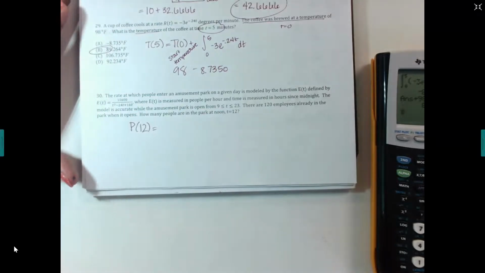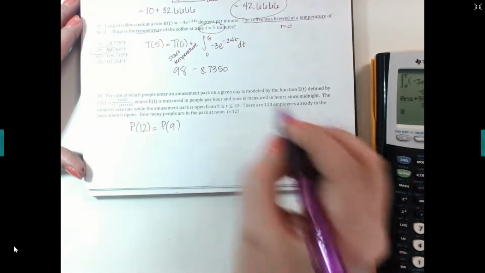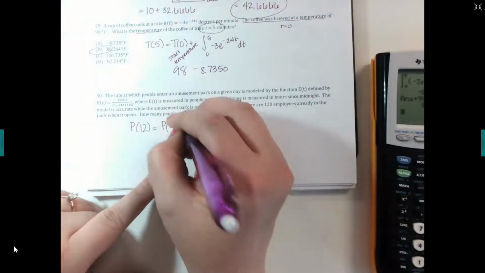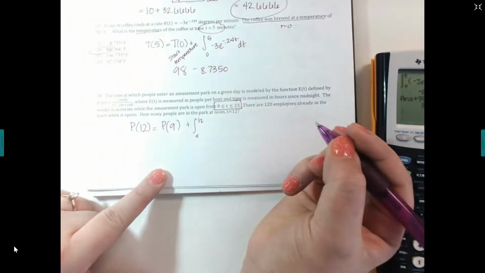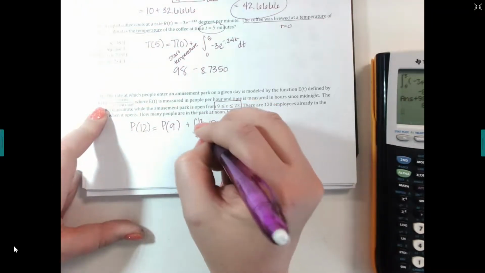What is the time? This is tricky. What is the time that they told you? 9. Why is it 9? Okay, they don't open till 9. Now, this is off the AP test, so you have to think about it. At midnight, nobody's there. They're not open, right? So you would have to start at 9 when they open, plus the integral from when they open to 12. And then that would be of your function here, which is E of T.